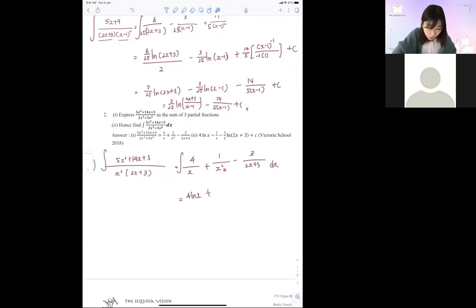This is power -2. So how? x to the power of -1 over -1. Wait, why is it -1? Okay, because x to the power of new power over the new power. The power increased by 1, over the new power. Oh yeah, okay. Next one. There's 3 on top, so it's 3 ln 2x plus 3. What am I missing? 3 over 2, plus c. Okay, awesome. Got it. -1 over x minus 3 over 2 ln 2x plus 3 plus c.